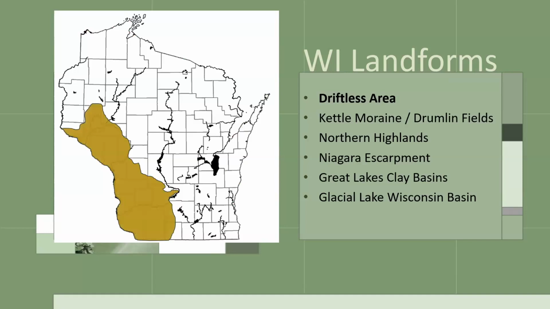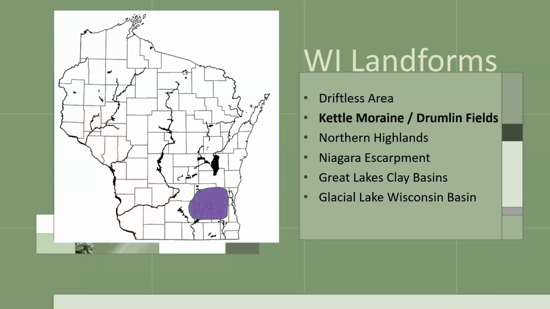So some of them that we're going to look at in the upcoming months is the driftless area, the southwest part of the state. That's actually going to be the one that we're going to talk about later today. So I'm not going to get into a whole lot of detail with any of these, but this one we will talk about more. We're also going to look at the Kettle Moraine drumlin fields.